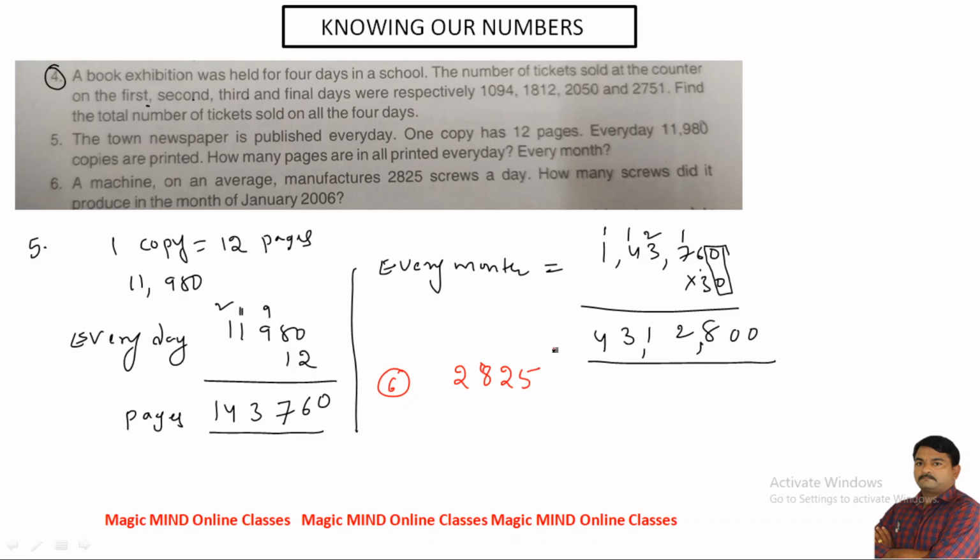2,825 screws every day. But how many screws did it produce in the month of January 2006? We already know 2006 is a non-leap year. Even if it is a leap year or non-leap year, the month of January has simply 31 days. So one day produces these many screws. Then for 31 days, you have to multiply by 31, and you are going to get the answer.